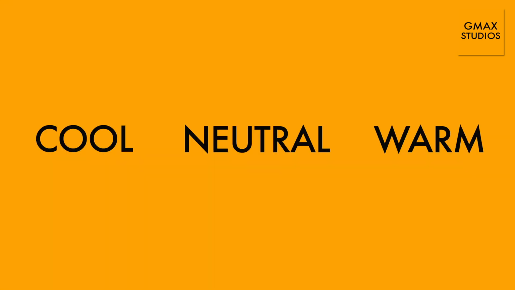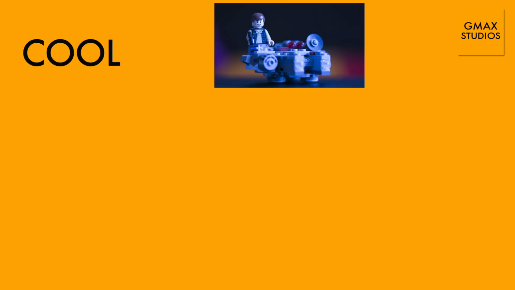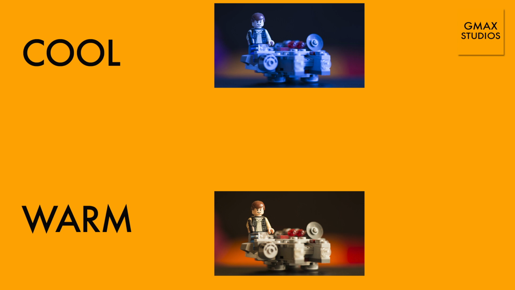Before we start on white balance, it is very important to understand the concepts of cool, warm, and neutral. Any photograph that has got bluish tones is said to be cool, and any photograph that has red or orange tones is said to be warm. A photograph with no tones, where all the colors appear to be true, is said to be neutral.